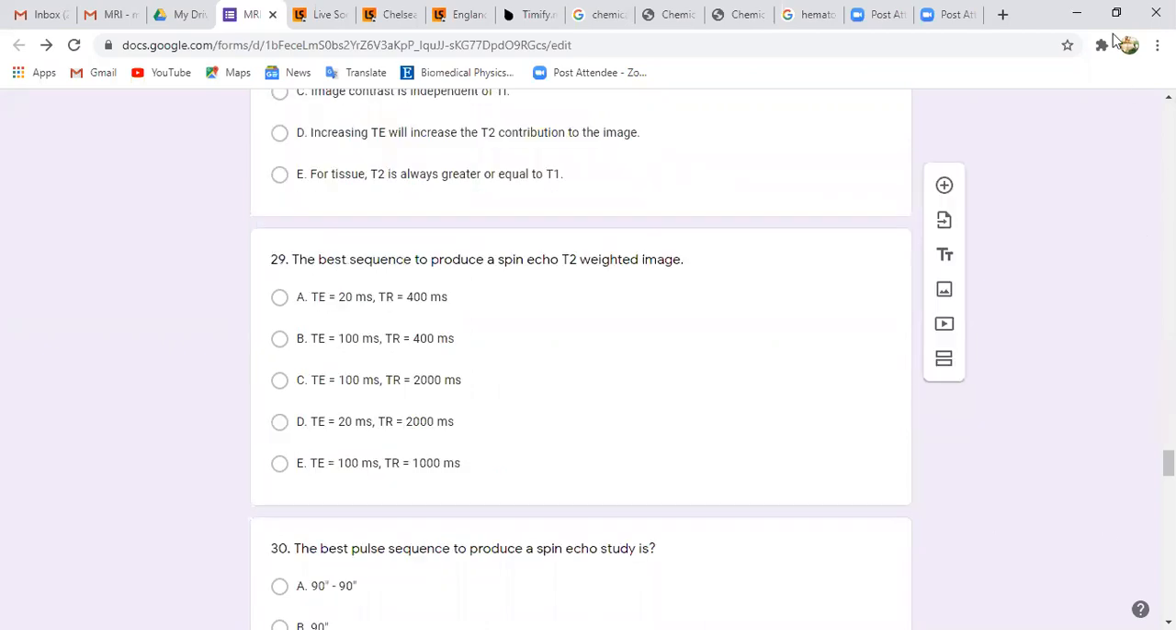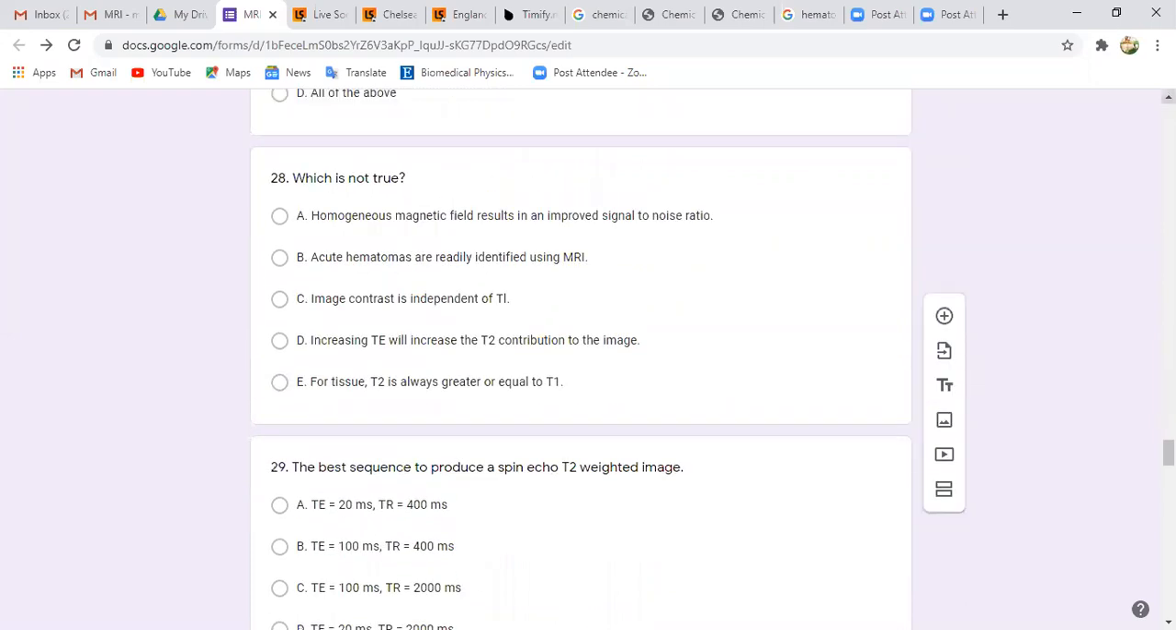Number 28, which is not true? Which of these is not true?